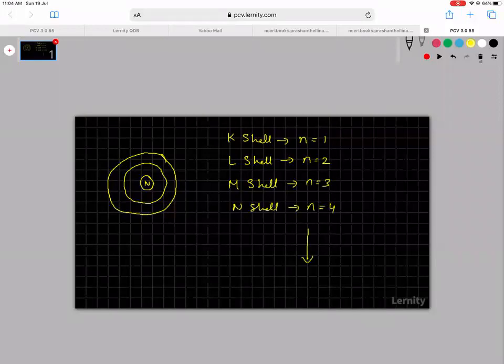Further, we said that the number of electrons in any shell is given by the 2n squared rule. That is, the maximum number of electrons in any shell is given by the 2n squared rule. So according to that, there are 2 electrons here, 8 electrons here, 18 electrons here, 32 electrons here, and so on.